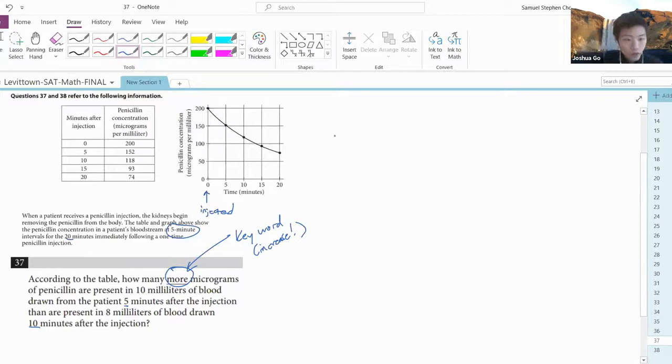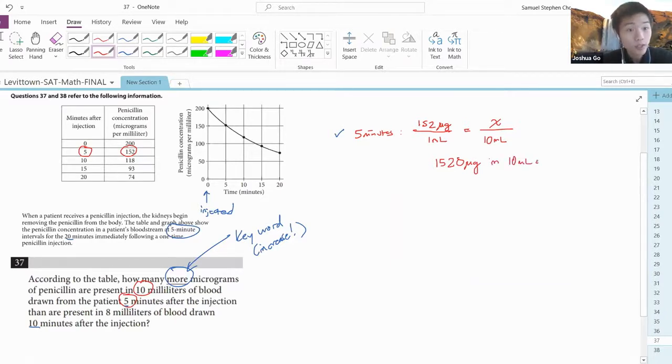So let's first look at the first part where it asks 10 milliliters of blood drawn at 5 minutes after the injection. So Sam circled the values, and we can see that the concentration, and pay attention to this, the micrograms per milliliter, is 152 micrograms per milliliter at that time. Because it's asking for 10 milliliters of blood, we actually have to set up a proportion to essentially multiply this by 10. That's what the effect would be. And then we get 1,520 micrograms in these 10 milliliters.